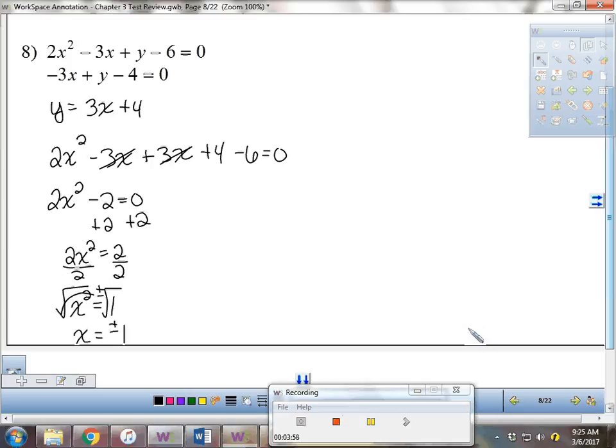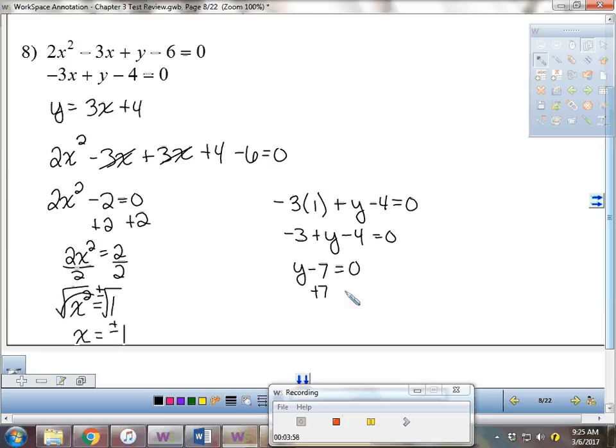So I have two x values to look at. So I have to plug in twice. So I'll start with the positive 1. So I get negative 3 times 1 plus y minus 4 equals 0. So this would be negative 3 plus y minus 4 equals 0. That would give you negative 7.